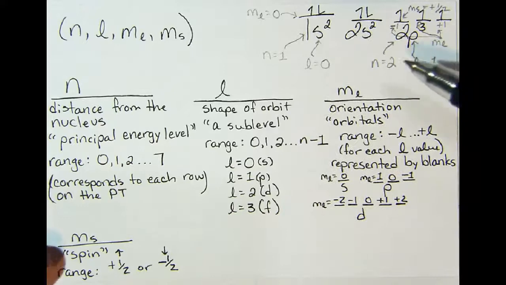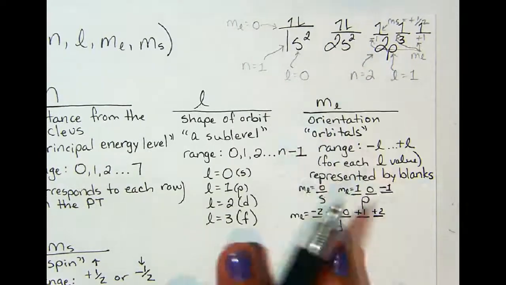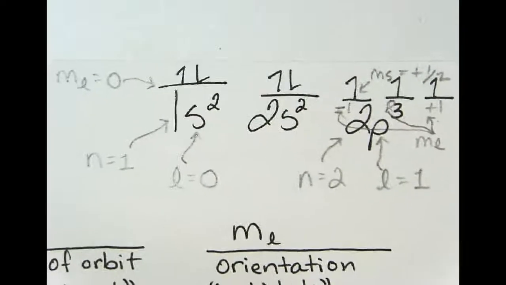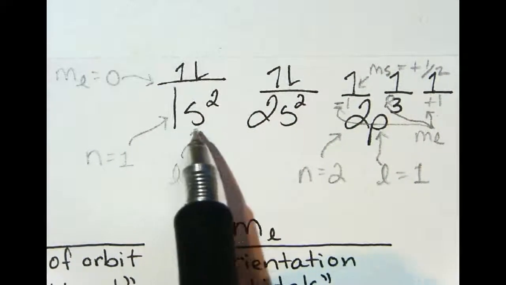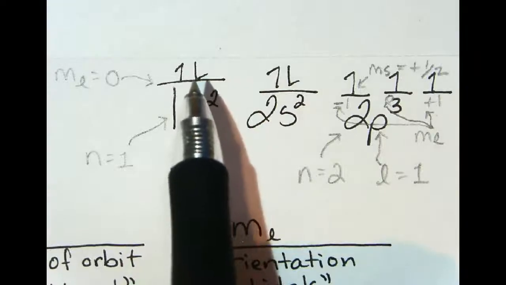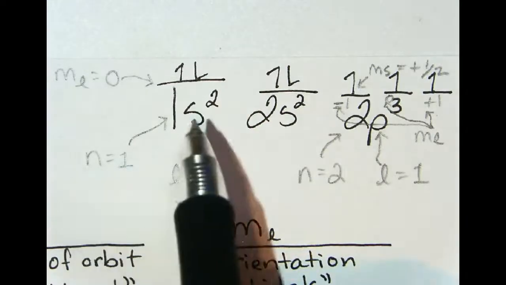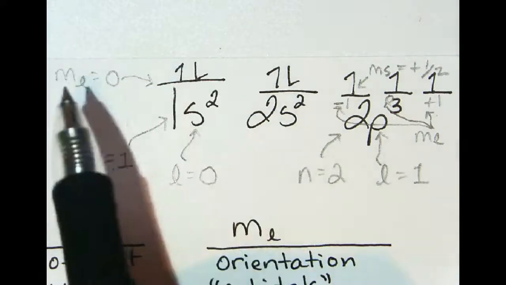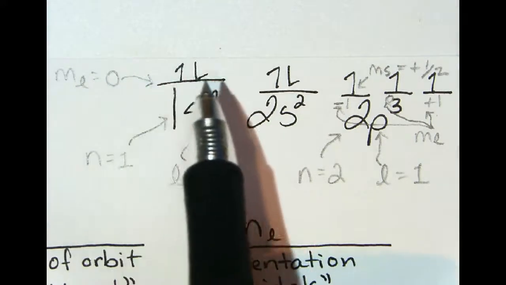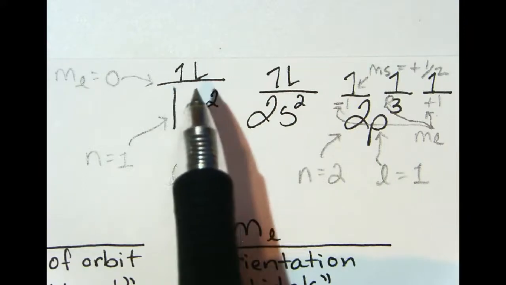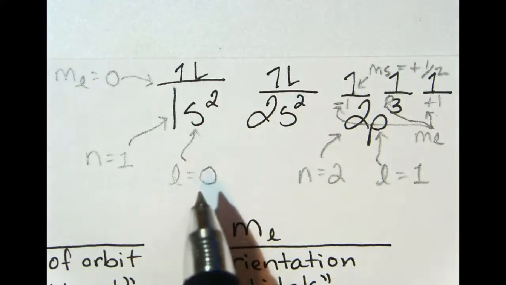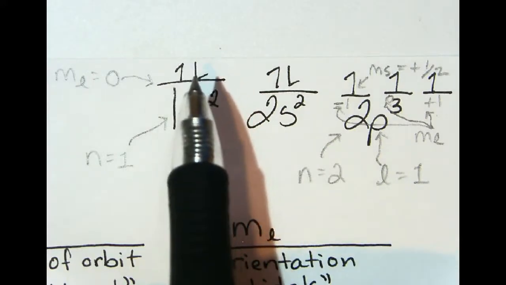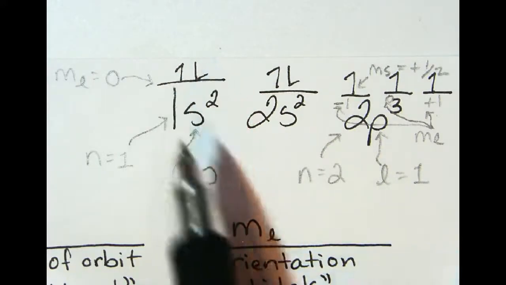So if we look up here at this diagram, we can see that when you have a 1s sublevel, the n value is equal to 1, the s tells you that L is equal to 0, and then the ML value is represented by there only being one blank, which is going to be labeled 0, because -L to +L is just 0. And then the up arrow and down arrow are going to be +1/2 and -1/2 as my spin value.